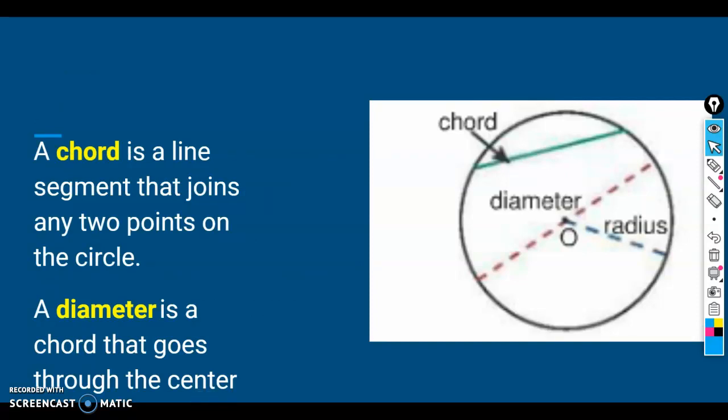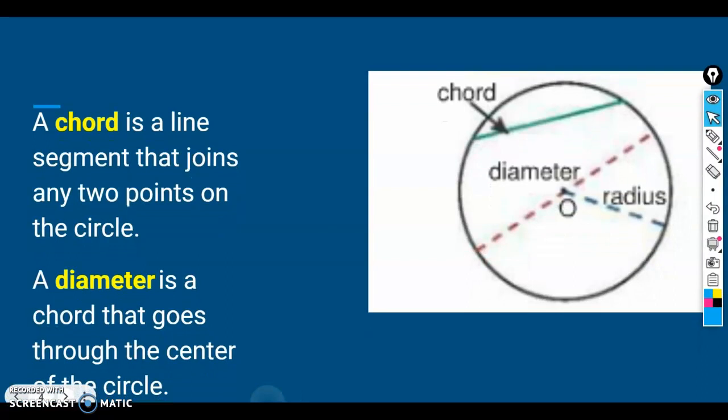A chord is a line segment that joins any 2 points on a circle. A diameter is a chord that goes through the center of the circle. We also use the term diameter for the length of these chords. Pause the video and copy this into your notes.